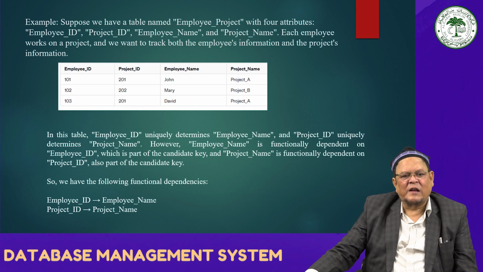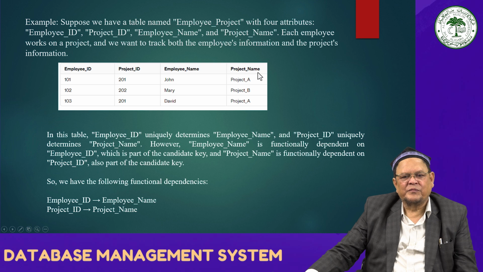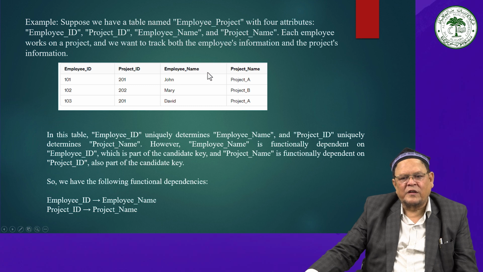On the screen, I have taken one example. Suppose we have a table named employee project with four attributes: employee ID, project ID, employee name, and project name. Each employee works on a project and we want to track both the employee's information and the project information. So in this table, employee ID uniquely determines the employee name and project ID uniquely determines the project name.